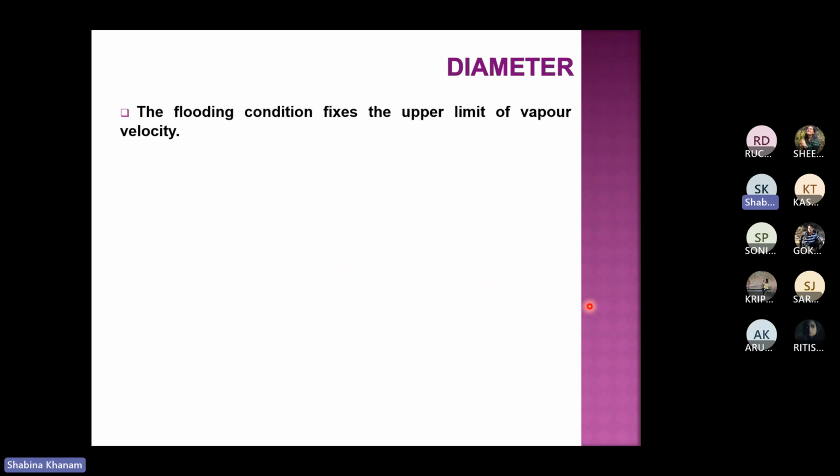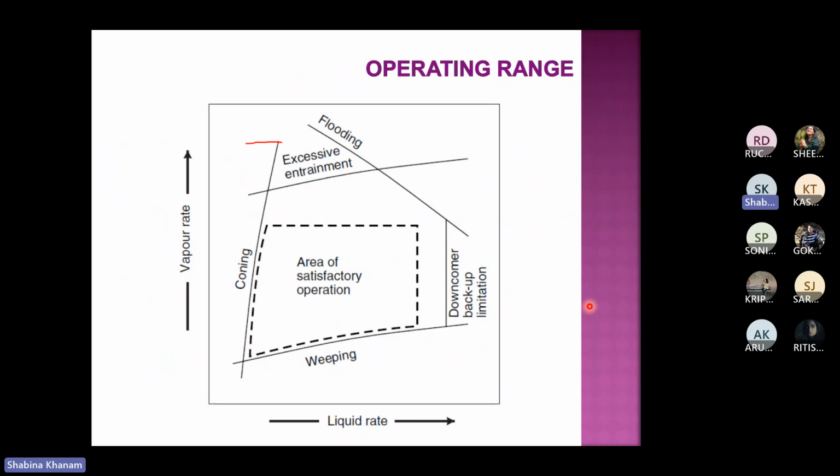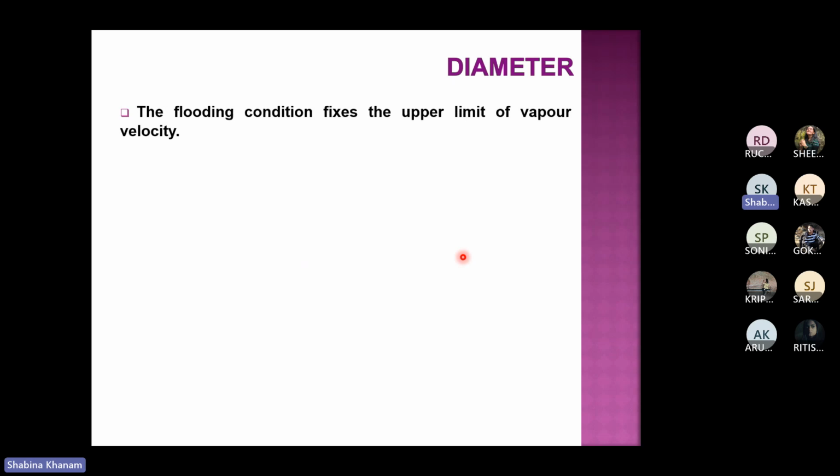When we consider the diameter of the column, in this diagram again, if you see here, I am having the flow rate for flooding, and here I am having the flow rate for weeping. Now the point is the vapor velocity will be maximum when we consider flooding. I hope you are getting my point. So the upper limit of the vapor rate will be fixed with the flooding condition, and the lower limit we can fix with the weeping condition.